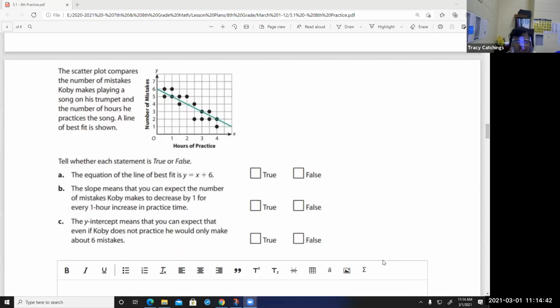All right, number 5, the scatter plot compares the number of mistakes Kobe makes playing a song on his trumpet and the number of hours he practices the song. A line of best fit is shown. True or false? A says the equation of the line of best fit is y equals x plus 6.